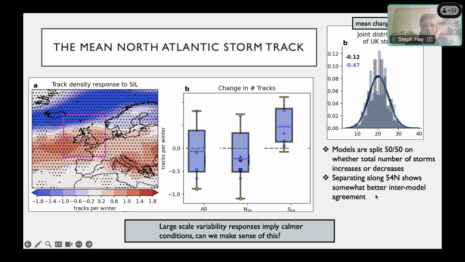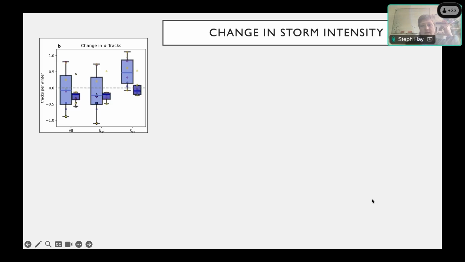Yeah, but the large scale variability seemed to suggest that we'd have calmer conditions. So can we make sense of this in terms of looking back, looking at the intensity of the storms? So how does storm intensity change?